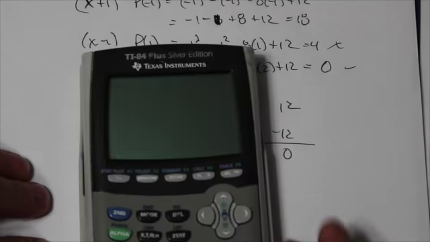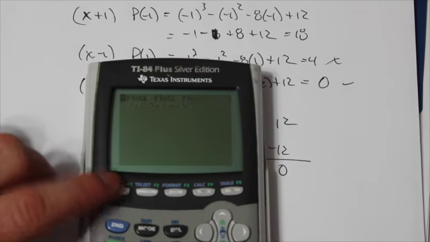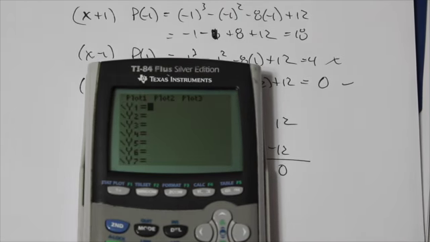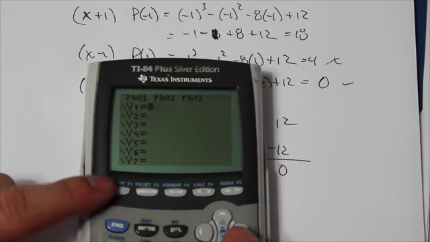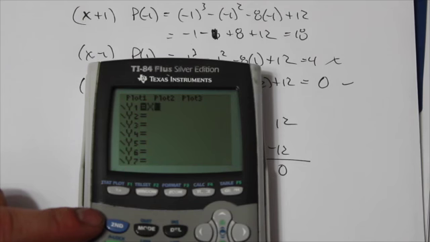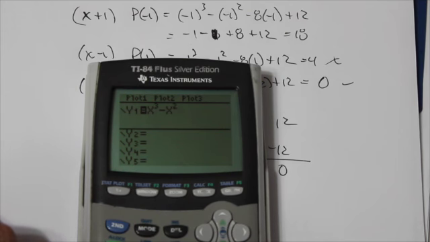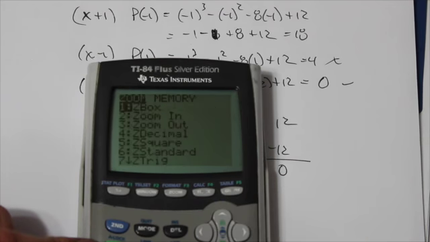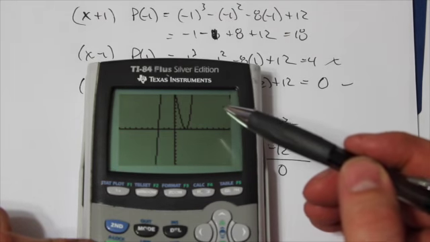Now, that's all well and good. That's great. Can't we do that any faster? Well, truth is, yes we can. Get rid of that. So it's y equals x cubed minus x squared minus 8x plus 12. Zoom standard here.